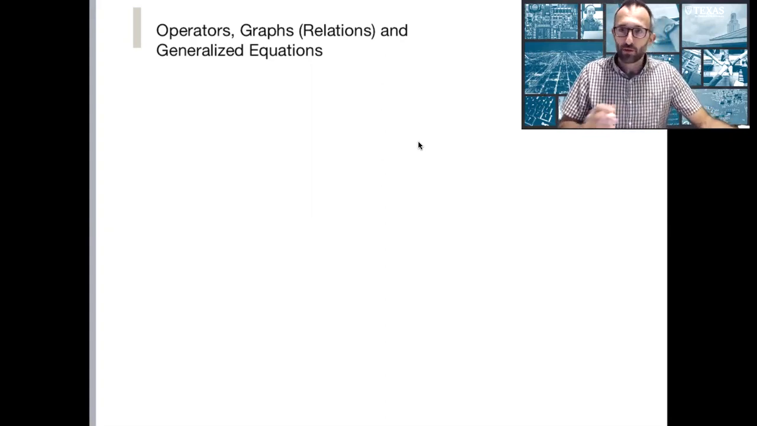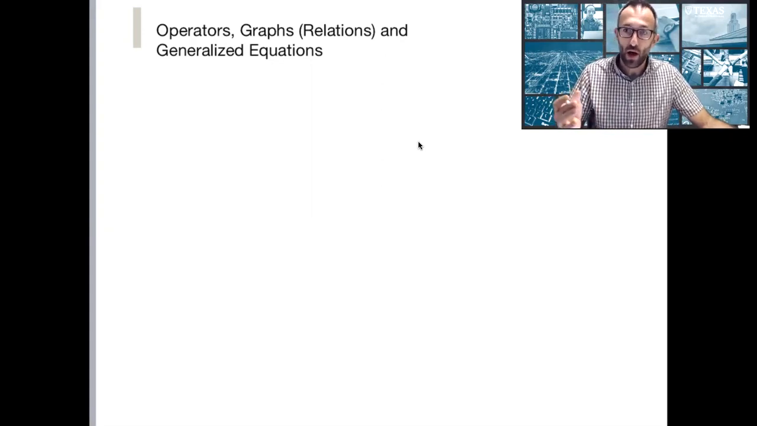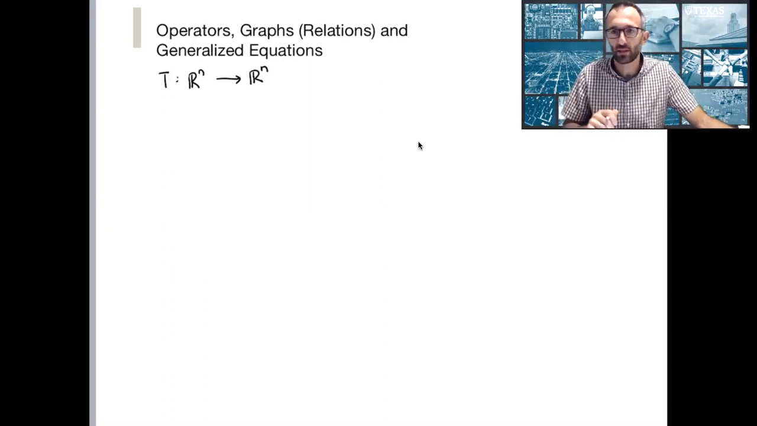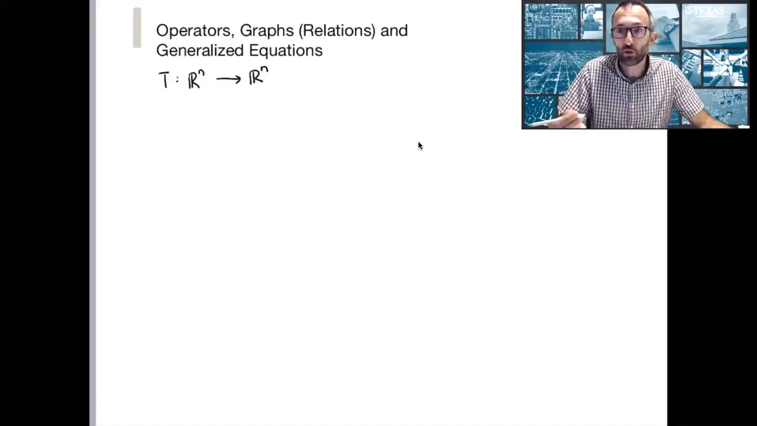So let's first start talking about an operator again. We've seen this many times. An operator is a mapping from Rn to Rn. It actually doesn't have to. It can change dimensions as well. But for us, we're going to be thinking about an operator from Rn to Rn, and it could be multiple valued.